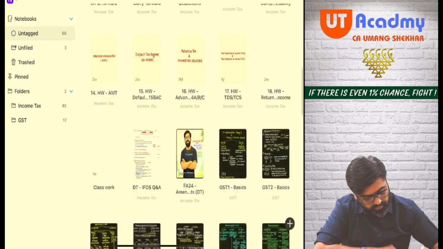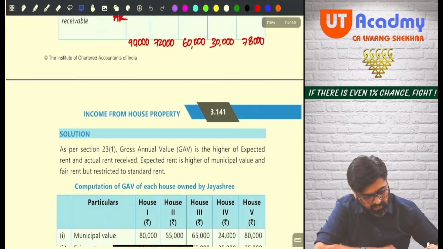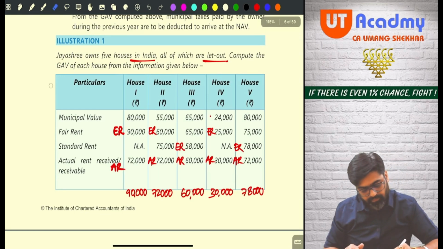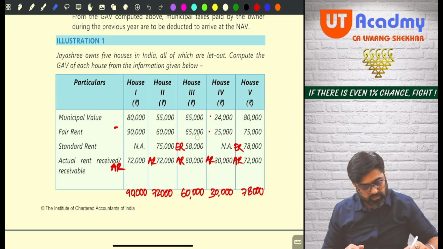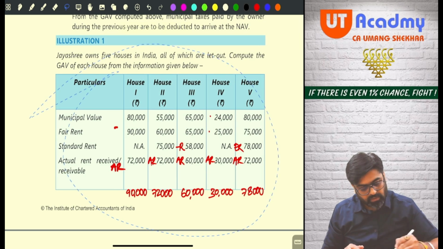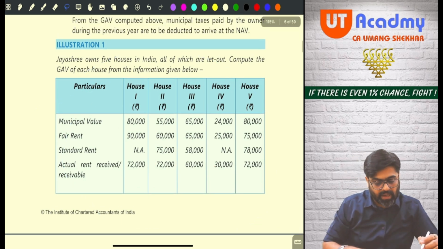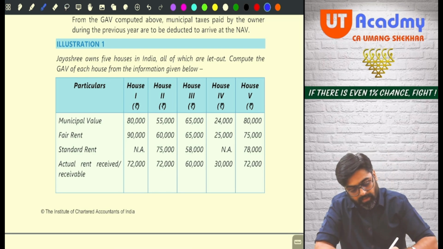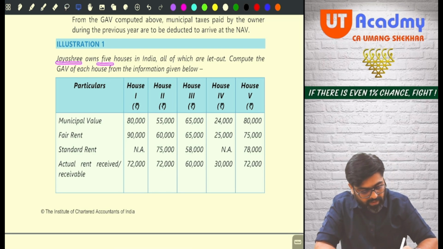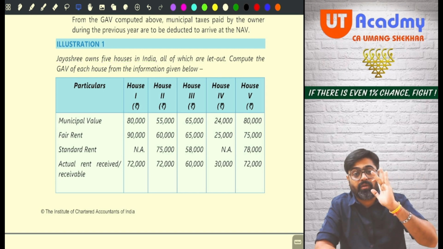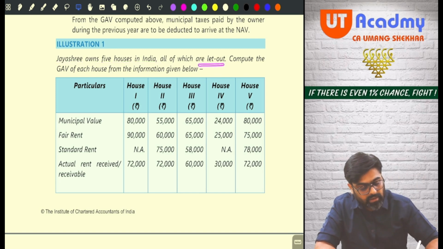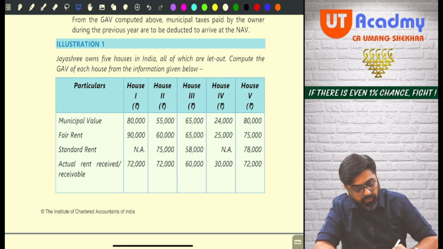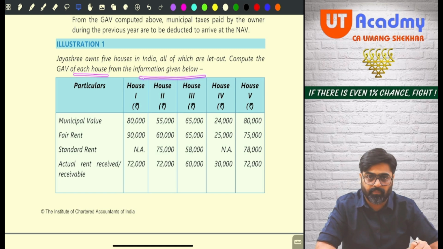GAV. Come to your ICI study mat, and in the ICI study mat you can see illustration number 1. In this illustration, what you are supposed to do, friends? Here you are supposed to calculate the GAV. I will read this example first. Please pay attention. Jaishri owns 5 houses in India. Jaishri is having 5 houses in India which are let out. All the properties are let out properties. Compute the GAV of each house from the information given below.